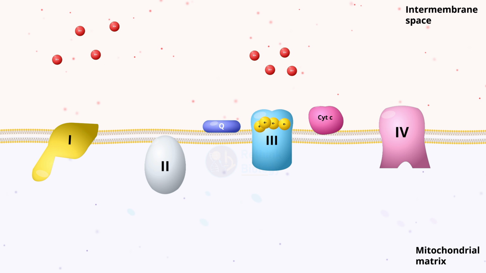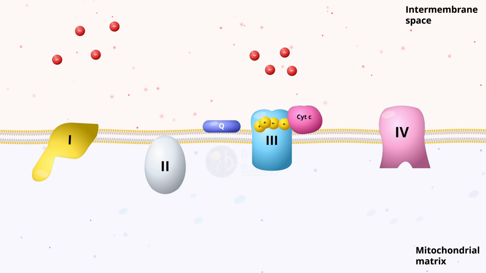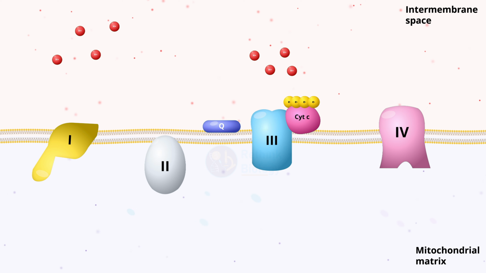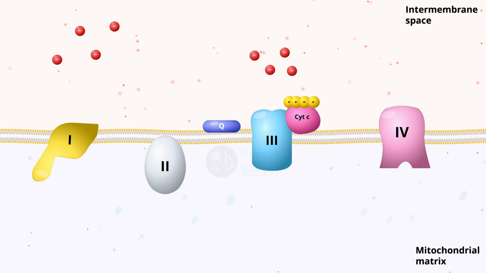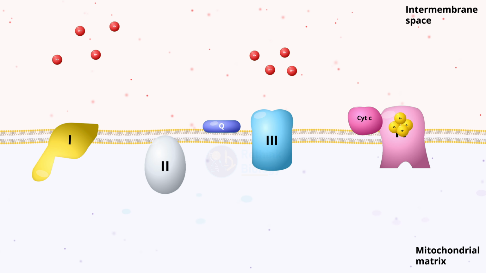The electrons are losing energy, but their journey isn't over. They are passed on to our second mobile shuttle, cytochrome C. Cytochrome C is a small, water-soluble protein. It slides along the top surface of the inner membrane facing the intermembrane space. Cytochrome C carries the electrons one by one to the final complex, complex 4.